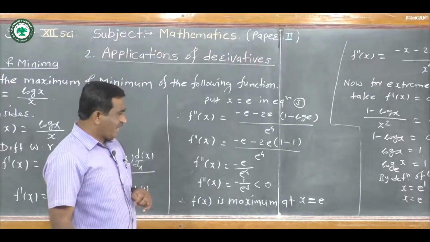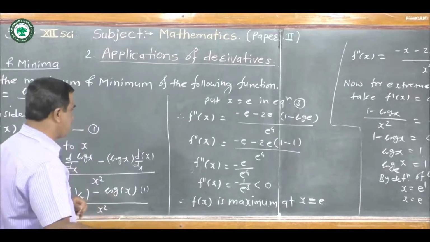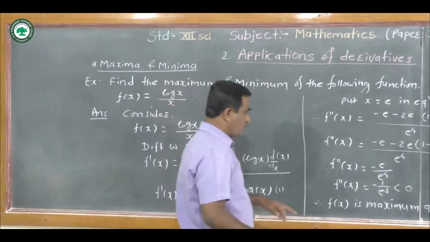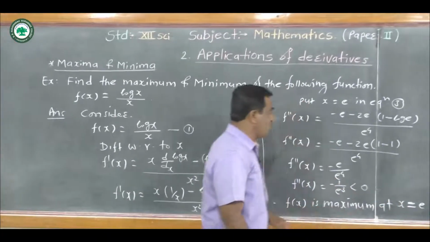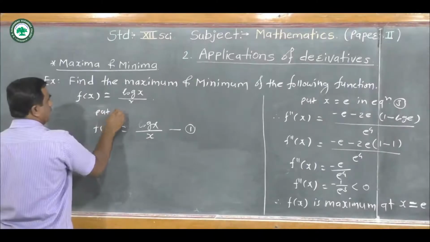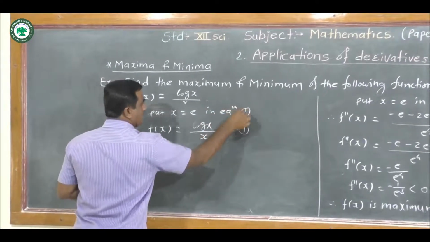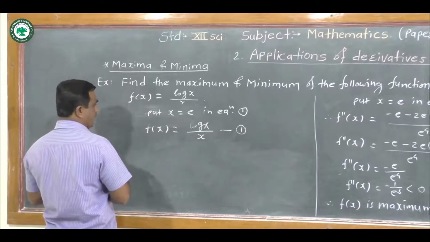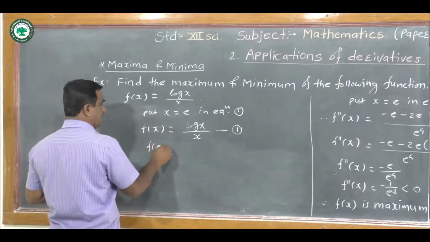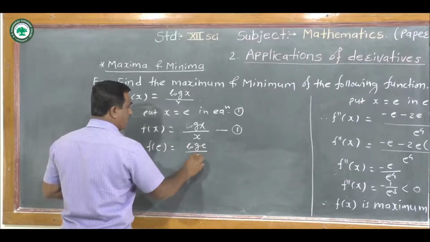Now we have to find the maximum value of the function at x equal to e. Therefore, put this value x equal to e in equation first, that is in this equation, and we can write here f of x, that is f of e equal to log e upon e.